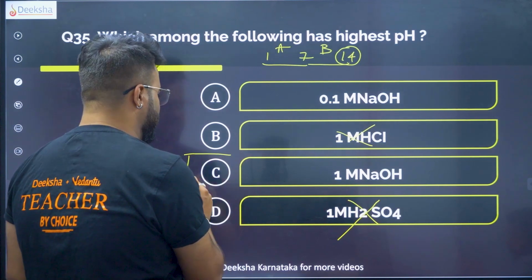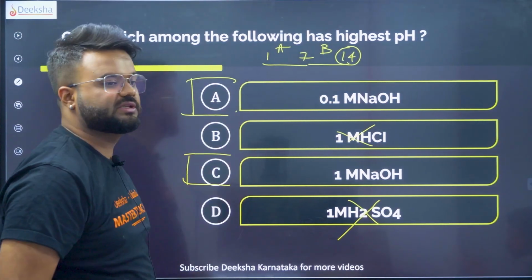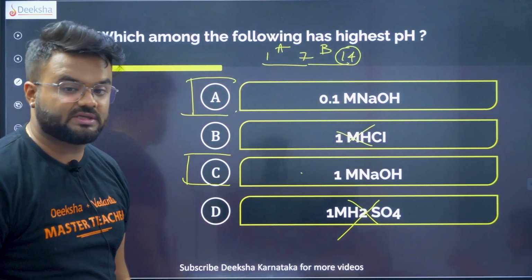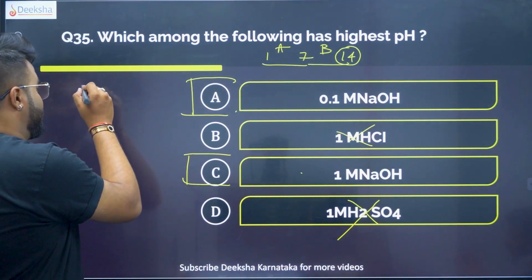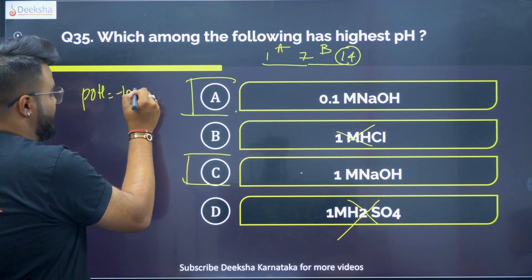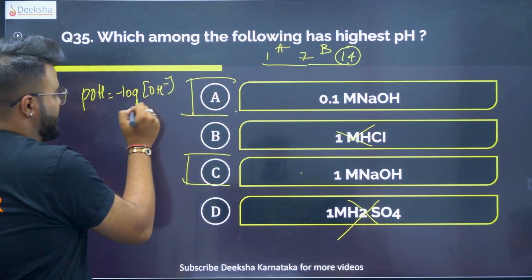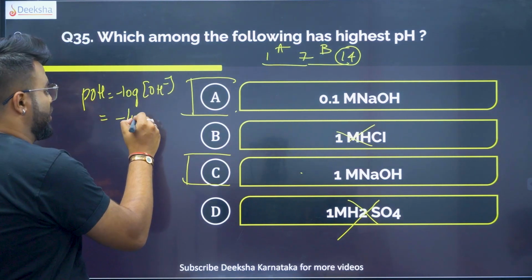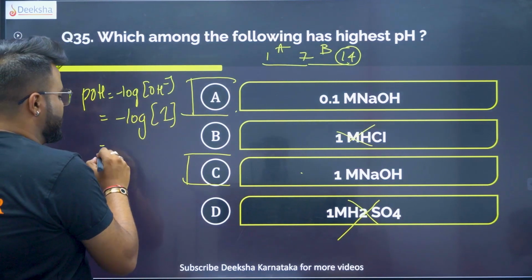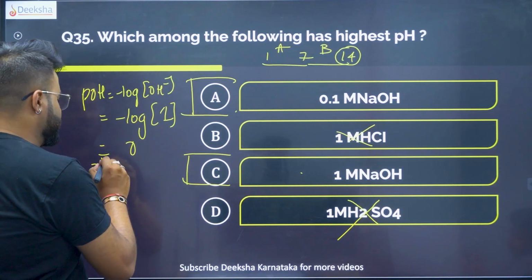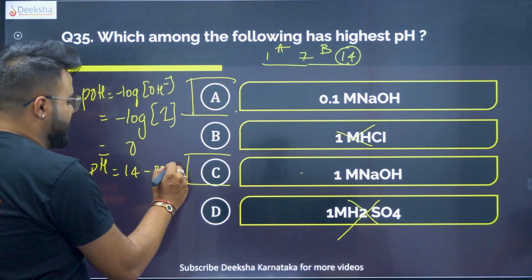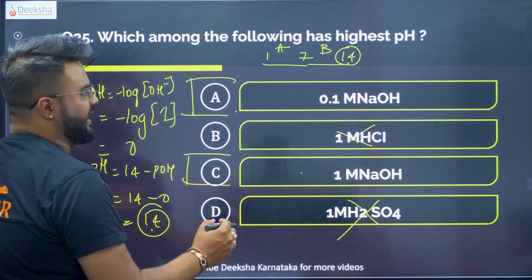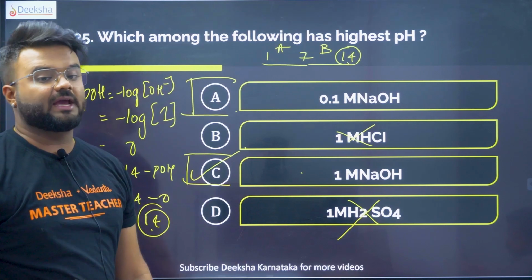Among option C and option A, which is more concentrated, 0.1 molar or 1 molar? We know that 1 molar is more concentrated. When we find pOH, it is equal to negative log of OH minus ion concentration, which is 1 here. Therefore, it is 0. Therefore, pH is equal to 14 minus pOH, that is 14 minus 0, which is 14. Therefore, the highest pH will be option C, NaOH.